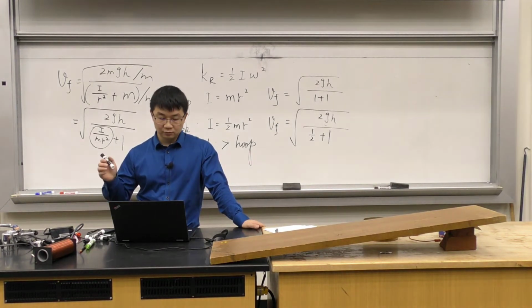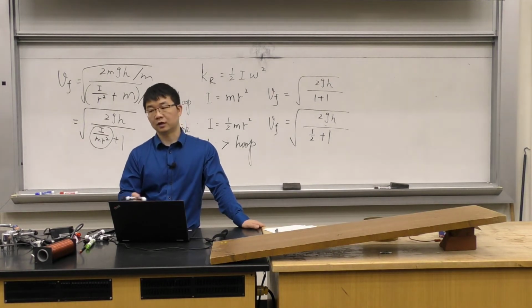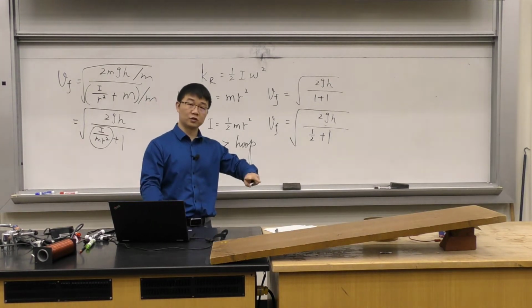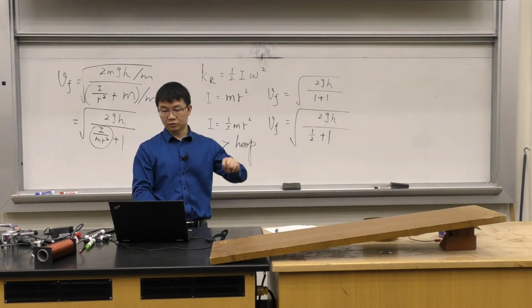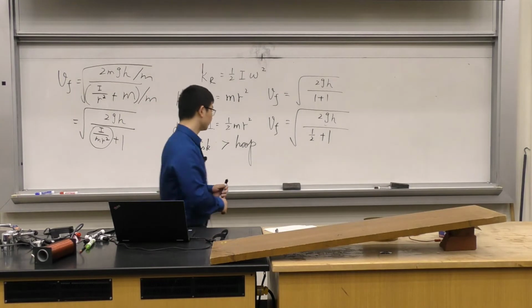Okay, I see rolling object, right? And then I see different heights. Okay, I'm going to use conservation of energy again, right? Because it's going to have two different versions of kinetic energy. It's going to also have mgh. So I will still use conservation of energy.